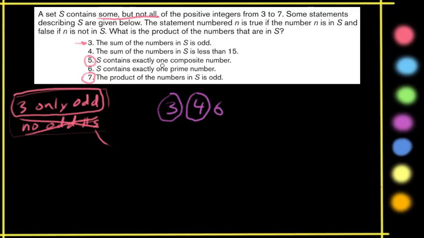S contains exactly one composite number. That has to be false. That means we can't have 4 and 6 in there. Or no, wait, if it's false, no, I got that backwards. S contains exactly one composite number is false. That means we're going to have both of them in there. And then 6 says S contains exactly one prime number. That is true. And the product of the numbers is odd. That is false because we've got some even numbers here. So we just need to multiply these 3 numbers together to get our answer. This is 12 times 6, which is 72.